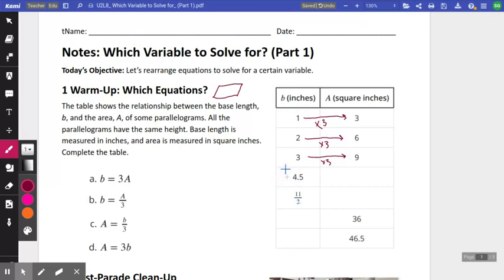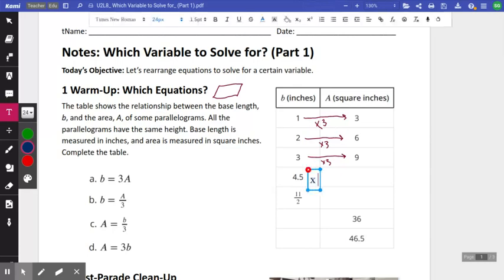If I'm given the base is 4.5 inches, or the base is 5 1/2 inches, how many square inches would the area be? Go ahead, try those two now and pause the video. Well, we're going to do the same thing that was happening in those first 3 rows. We're going to take that base and multiply it by 3, and it's going to give us our area. For this first one, that works out to be 13.5.